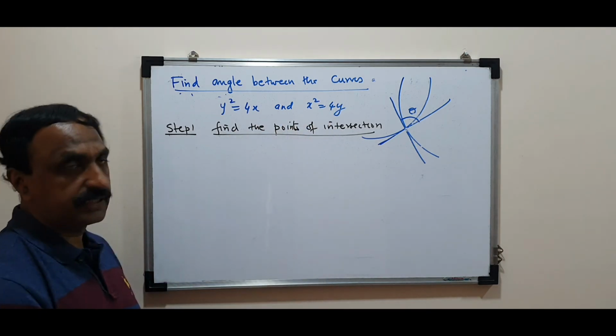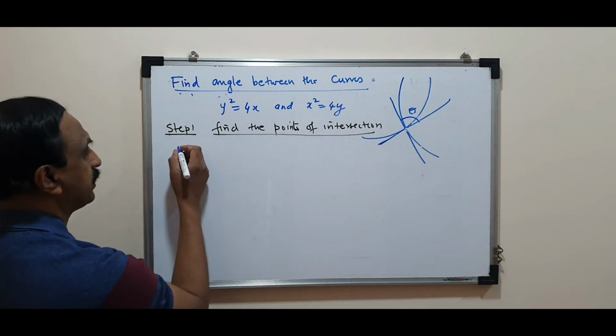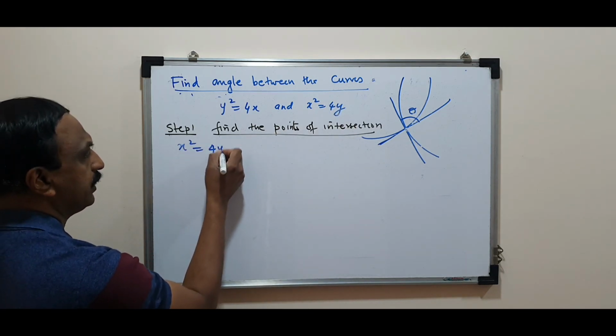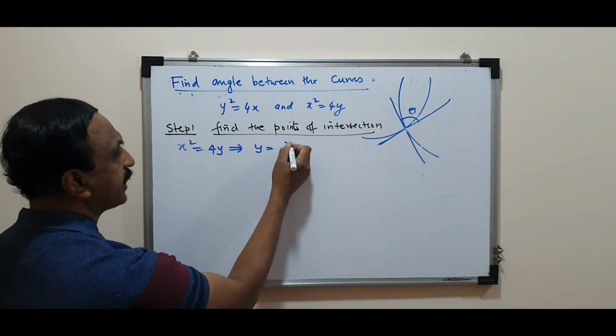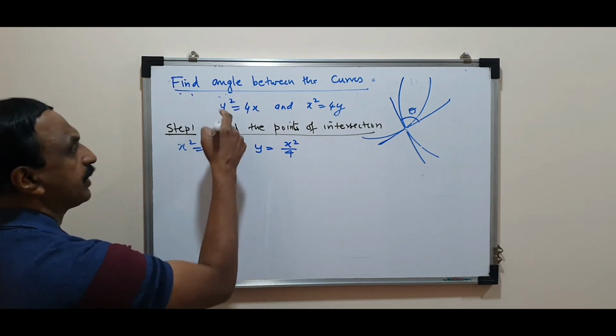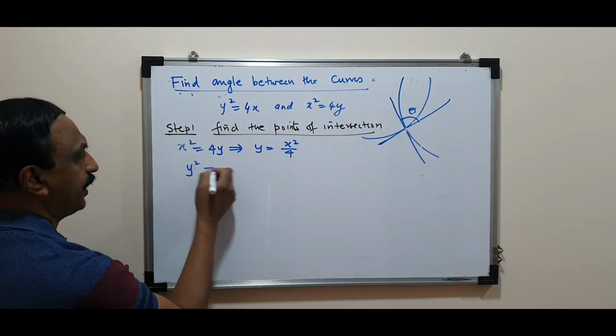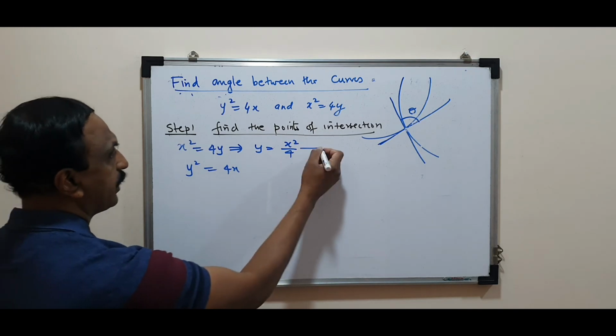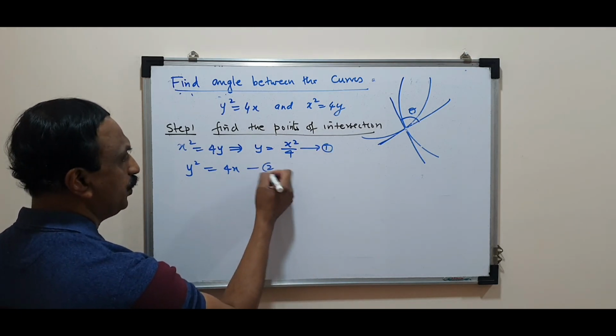Make one of the variables the subject. I'll make y the subject here. x squared equal to 4y implies y is x squared by 4. Now substitute in the second equation, y squared equal to 4x. This is equation 1. This is equation 2.